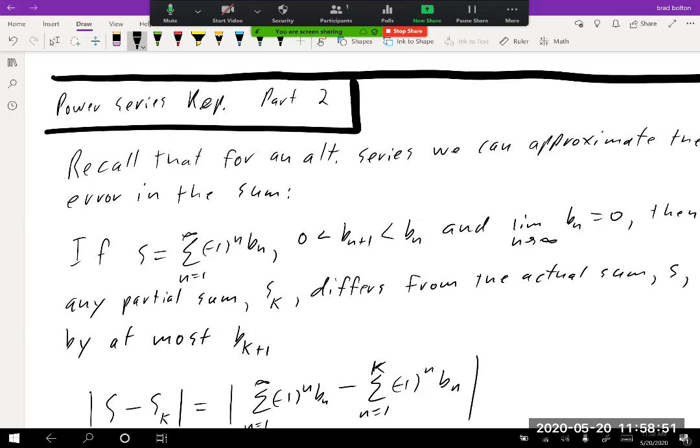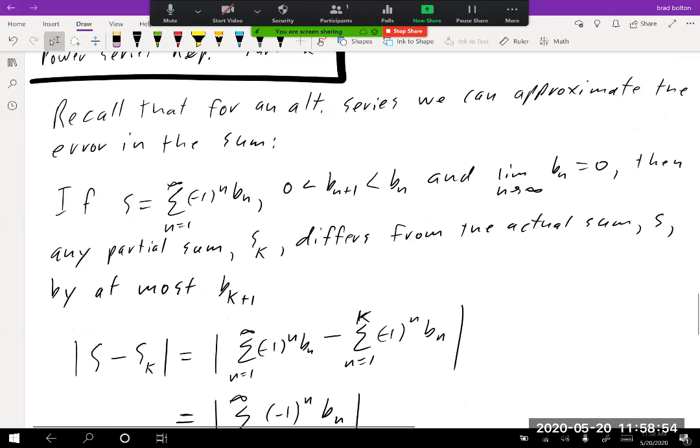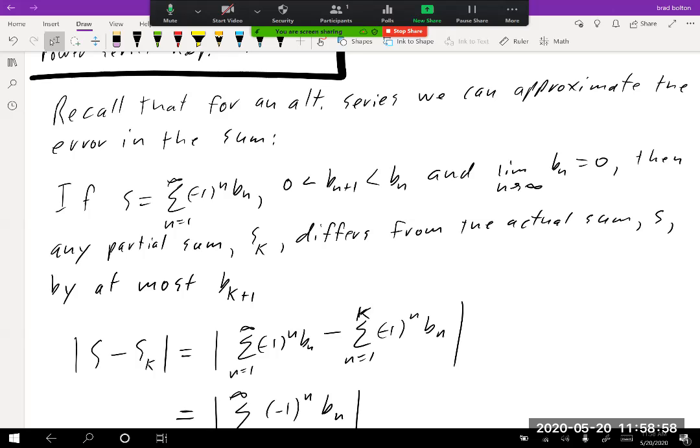It says, recall that for an alternating series, we can approximate the error in the sum. So if S, the sum, is equal to the summation of (-1)^n b sub n, from n equals 1 to infinity, and b sub n plus 1 is in between 0 and b sub n, meaning that b sub n plus 1 is a positive number and it's smaller than b sub n, this is a way of saying that it's a positive decreasing series, and the limit of b sub n is equal to 0. So these are the two things you had to check when I taught you alternating series to guarantee that it was a convergent series. So they're basically saying make sure that it's a convergent alternating series. Then we can say any partial sum S sub k differs from the actual sum S by at most b sub k plus 1. Okay, so we're going to go back to that.